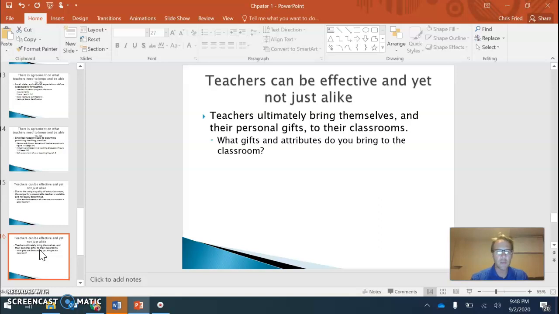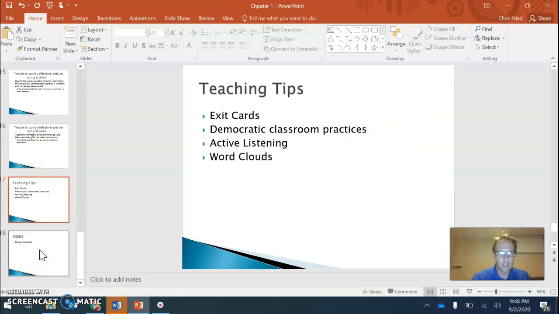We as teachers ultimately bring ourselves, our personal gifts, ideas, and attributes into our classroom. So think about what you will bring to the classroom as you venture into the teaching field. We'll go over some of these when we get into the classroom the following week: what exit cards are, some classroom practices, active listening. I'll demonstrate some of those effective teaching strategies so that you can start building your classroom toolkit when you jump into the classroom. Some of you are already in classrooms or schools doing work there as well.